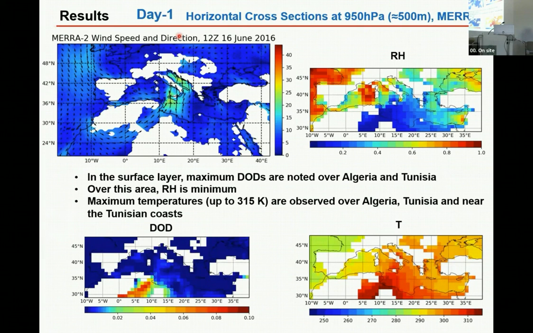Here we present the horizontal cross-sections of wind direction and speed, relative humidity, dust optical depth and temperature near the surface at 950 hectopascal, and what we observe is that maximum dust optical depth values are noted over the source areas of Algeria and Tunisia, where relative humidity is minimum and temperature is maximum.